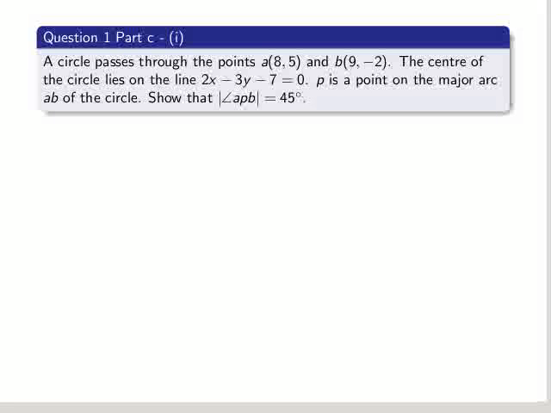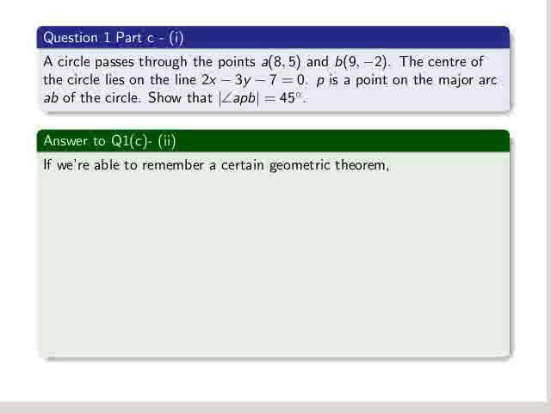Okay, so we move on to part C2, section 2. This is the last part of this question. A circle passes through the points as given. It's the same circle with the same 2 points. And we have to show that for a point P on the major arc AB, the angle APB is 45 degrees. If we're able to remember a certain geometric theorem, this question is made very straightforward.